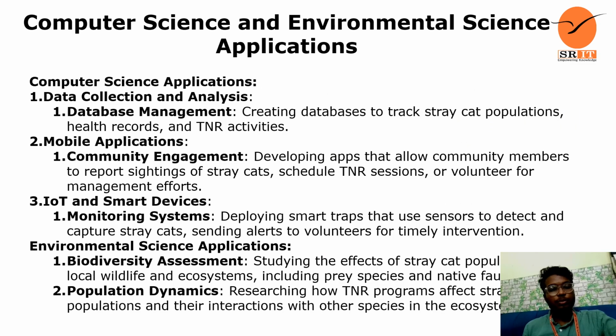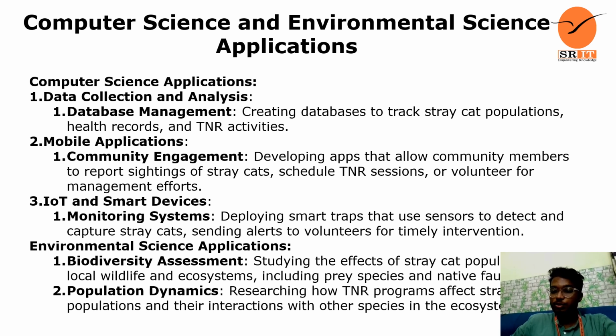Now we come to the slide on computer science and environmental science applications. Under the computer science applications, for data collection and analysis for TNR practice, we use a database management system to store information such as cat population, health records, and the TNR dates when we performed this program or campaigns. And mobile applications: we can design mobile applications which schedule the TNR sessions or volunteer management efforts. And IoT and smart devices.